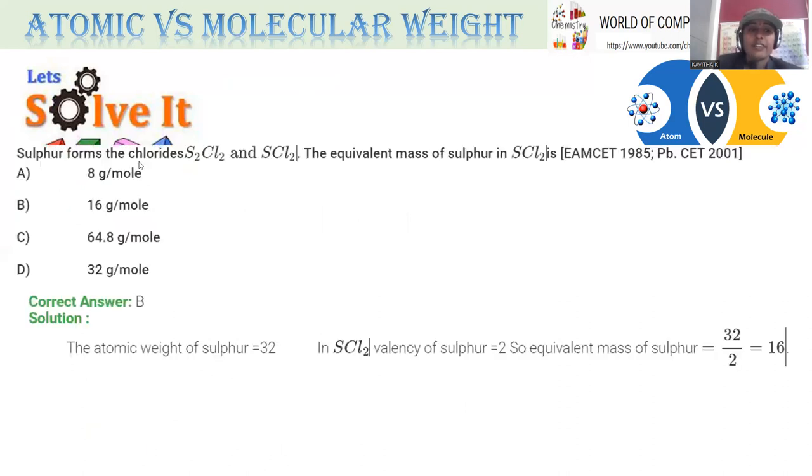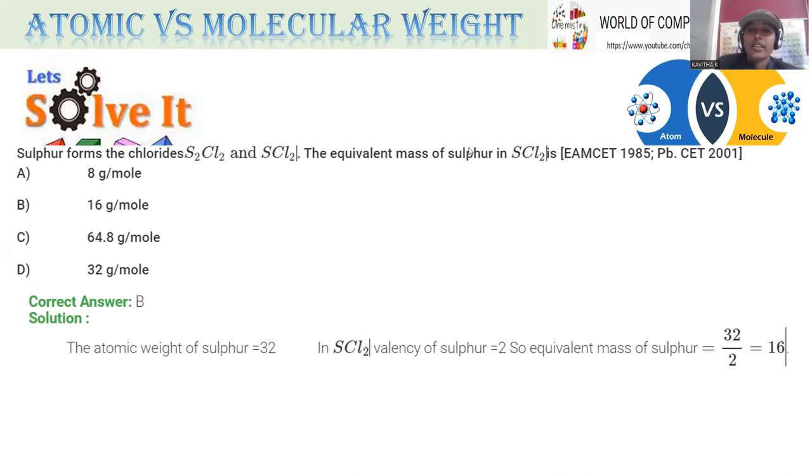Another question. Sulfur forms a chloride S2Cl2 and SCl2, where S2Cl2 has sulfur in the +1 oxidation state and SCl2 has sulfur in the +2 oxidation state. What is the equivalent mass of the sulfur in SCl2? Here, don't get confused with the entire molecular weight. Rather, they're asking for only the sulfur equivalent mass.